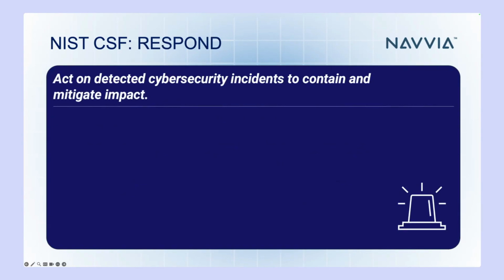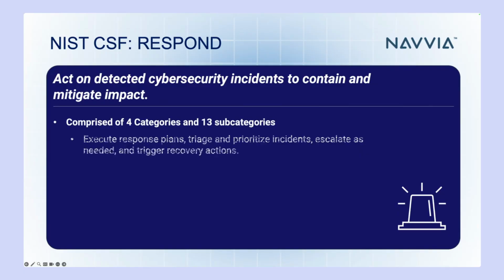Then how do you respond to it? Well, there's 4 categories and 13 subcategories. You need to execute response plans. That also means you have to have response plans developed in the first place. So how do you deal with a ransomware attack? How do you deal with a breach? All of these things have to be sort of planned for, maybe tabletop exercises conducted so that your response teams are ready to deal with it.